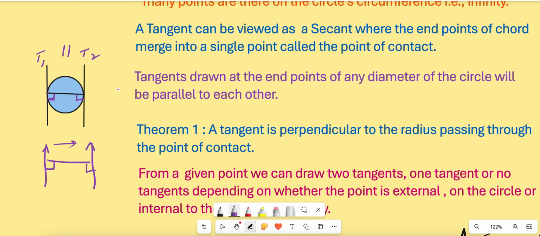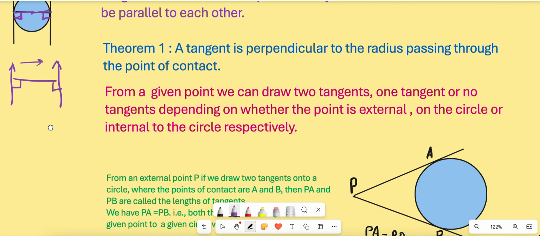Now, coming to theorem 1: a tangent is perpendicular to the radius passing through the point of contact. Just now we have covered that, so we have applied this particular theorem. A tangent is perpendicular to the radius passing through the point of contact. So this line is perpendicular to this, and similarly on the other side at T2. Fine, so that is proved. Now, coming to the next point.